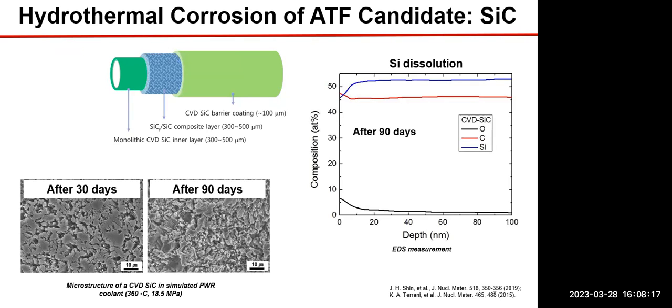So in order to satisfy the application as a cladding material in the light water reactor, we should control the corrosion rate of the silicon carbide. To do so, we should first understand what happens to the silicon carbide. How does the corrosion happen?